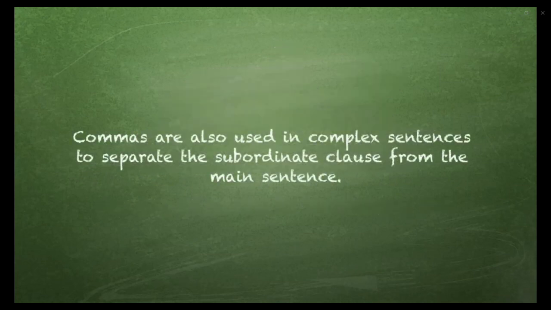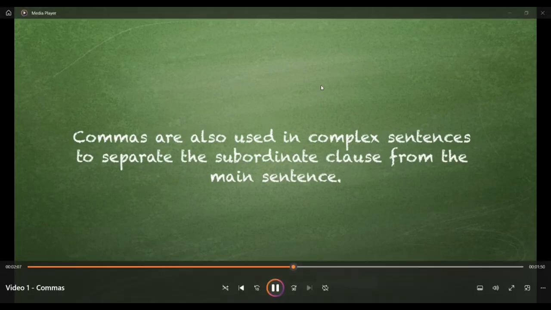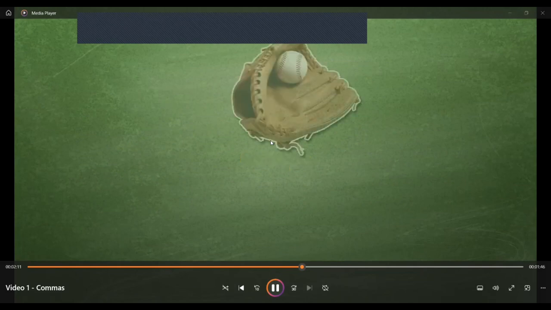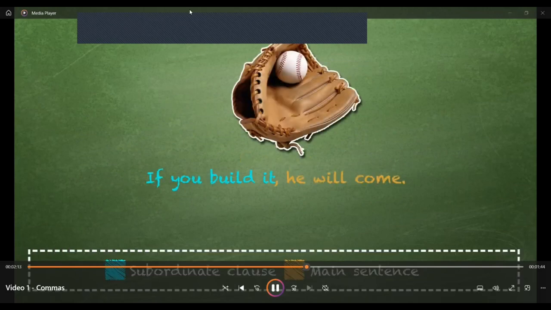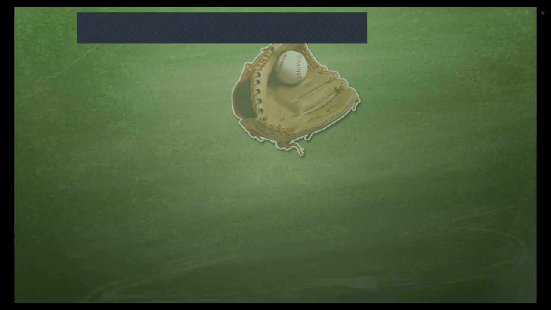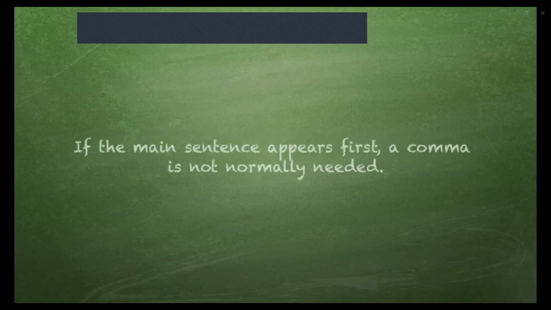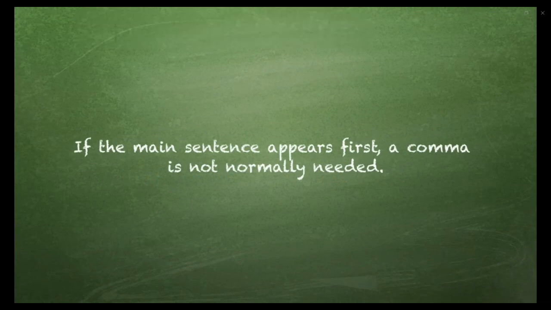Commas are also used in complex sentences to separate the subordinate clause from the main sentence. Example: If you build it, he will come. The comma is used when the subordinate clause comes at the beginning of the sentence. If the main sentence appears first, the comma is not normally needed.